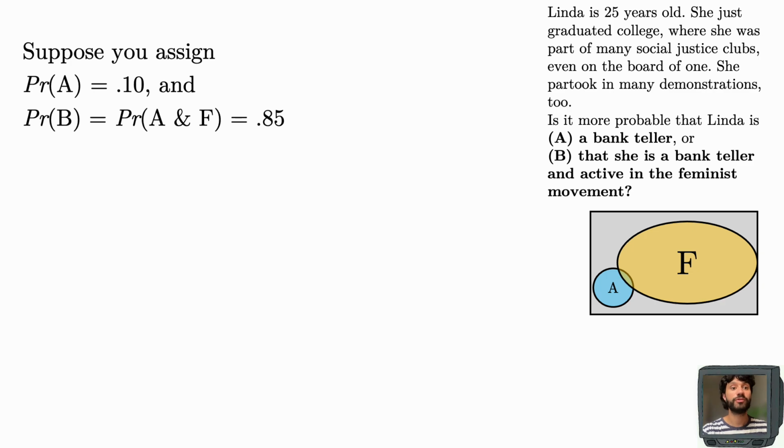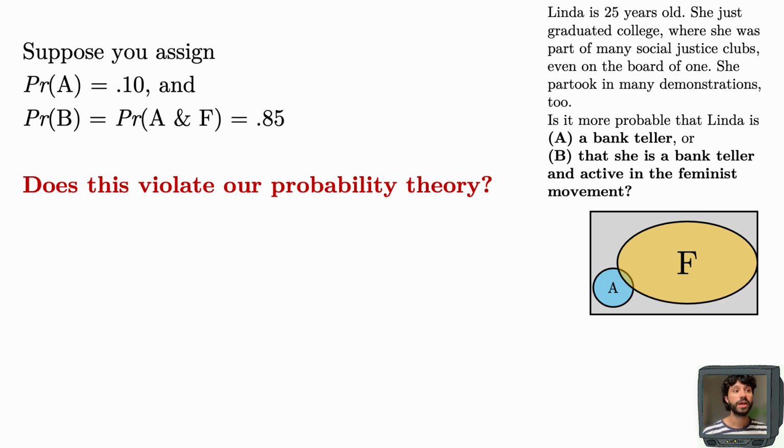Now note that this is a mistake, as we've seen in the previous lecture. You're believing B stronger than A, and that's wrong, right? Because A is a weaker claim. It's much more likely for her to be a bank teller than for her to be a bank teller and a feminist. Now the question is, does this violate our probability theory?